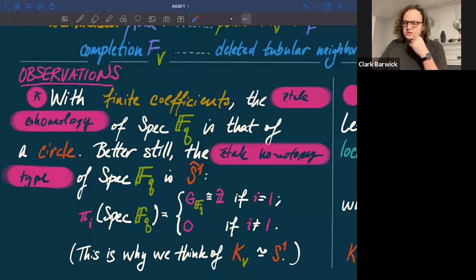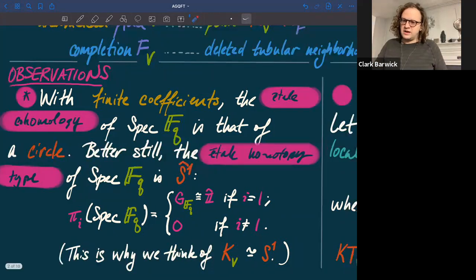And so this is the motivation for the idea that I'm going to think of this place as giving me a copy of S^1 sitting inside whatever this ambient spec Z is. Let me tell you what that spec Z should look like in a minute. Okay, so that's the knot. What about the deleted tubular neighborhood of the knot?